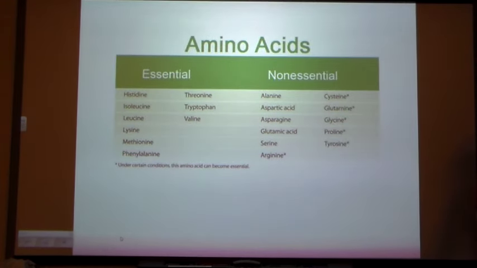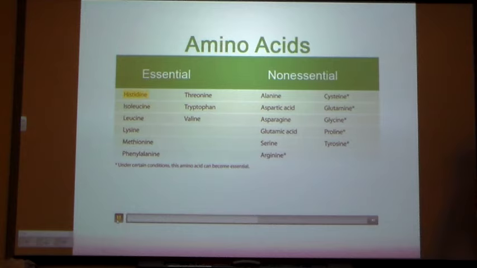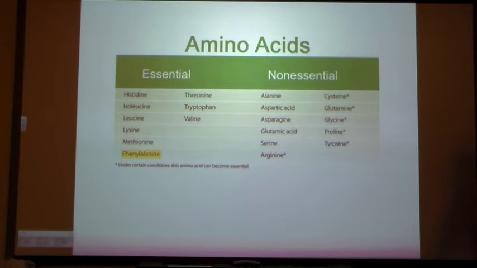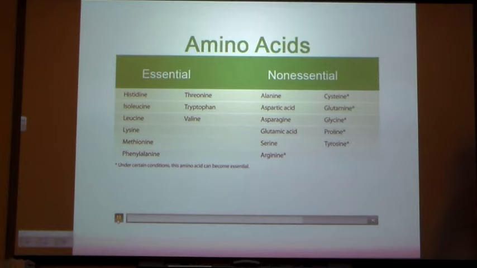Here are the names of the 20 amino acids: histidine, isoleucine, leucine, glycine, methionine, phenylalanine, threonine, tryptophan, valine, alanine, aspartic acid, asparagine, glutamic acid, serine, arginine, cysteine, glutamine, glycine, proline, and tyrosine. Do any of those sound familiar?